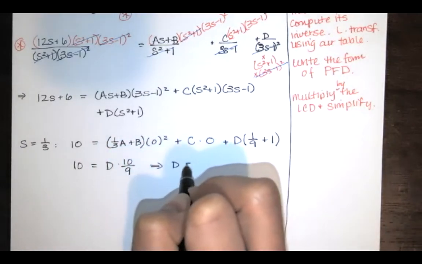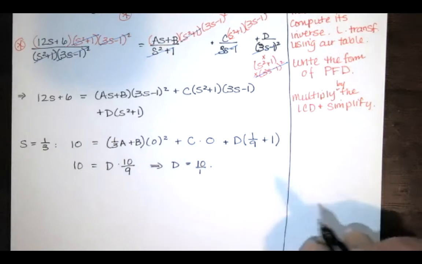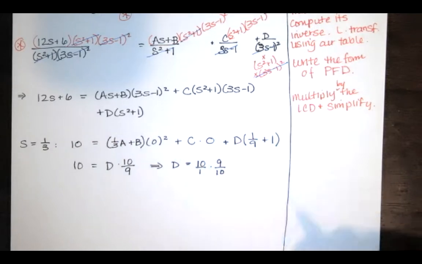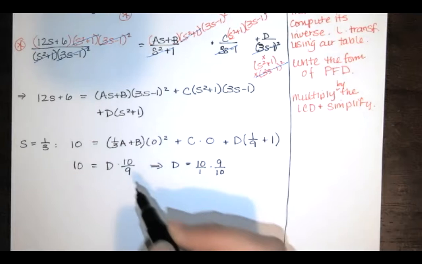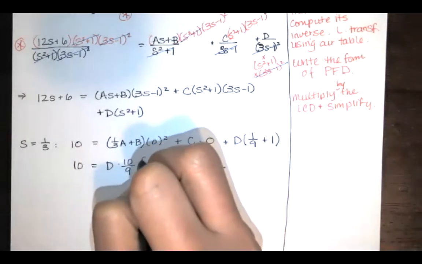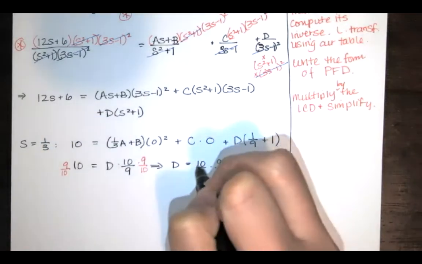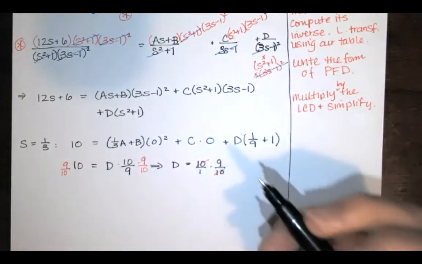And then to get D by itself, we'll multiply both sides by the reciprocal. So we'll have 10 over 1 times 9 over 10. Multiplying both sides by the reciprocal of that to isolate D. That's what I'm doing there. And of course, the 10s reduce, and we find that D is equal to 9.